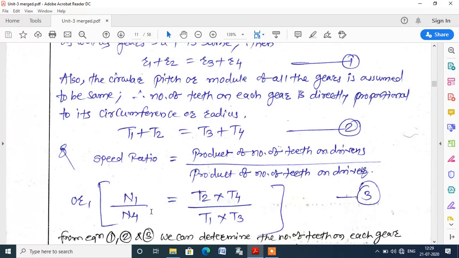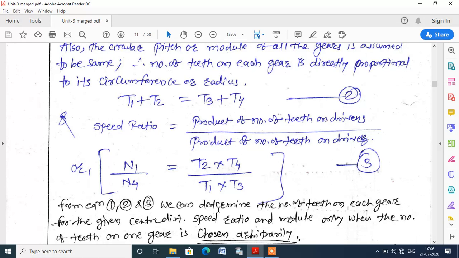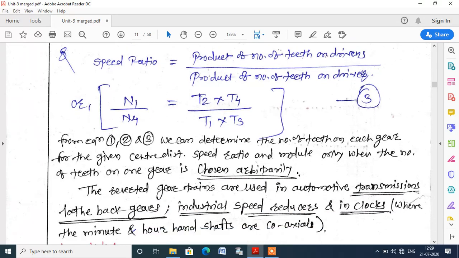Now the speed ratio, that is N1 by N4, driving upon driven, is equal to the product of the number of teeth on driven gears divided by the product of the number of teeth on driving gears. So driven gears are 2 and 4, therefore T2 into T4 divided by T1 into T3. Now from all these three equations we can determine the number of teeth on each gear for the given center distance, speed ratio and module, only when the number of teeth on one gear is chosen arbitrarily.